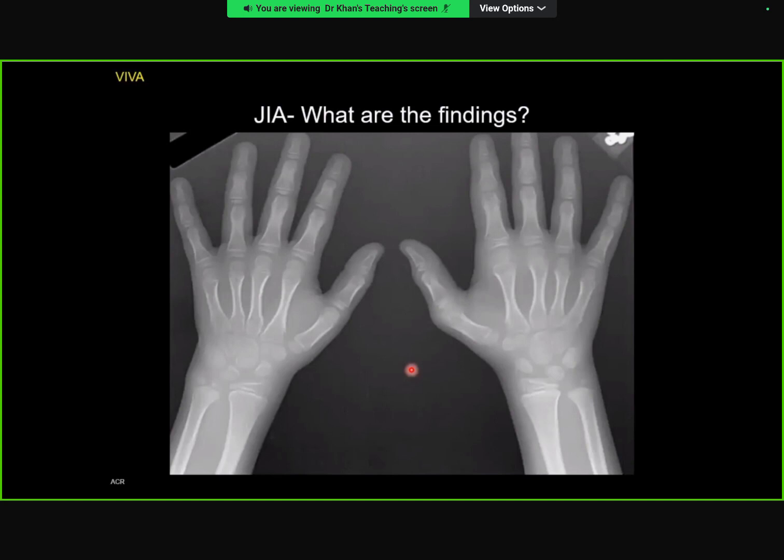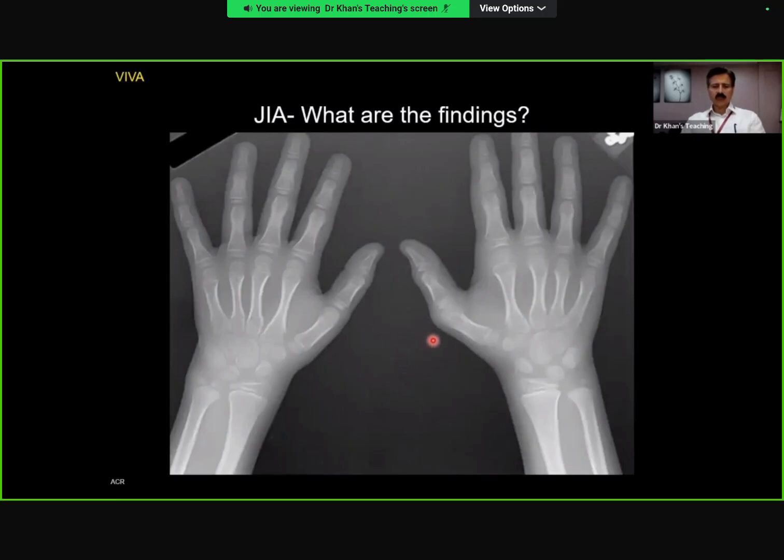So on the right, there's some soft tissue swelling and enlargement of the metacarpal epiphyses, probably most in the index and middle finger metacarpal epiphyses, with some soft tissue swelling around the index finger. Yeah. Okay, excellent. I'll take over.